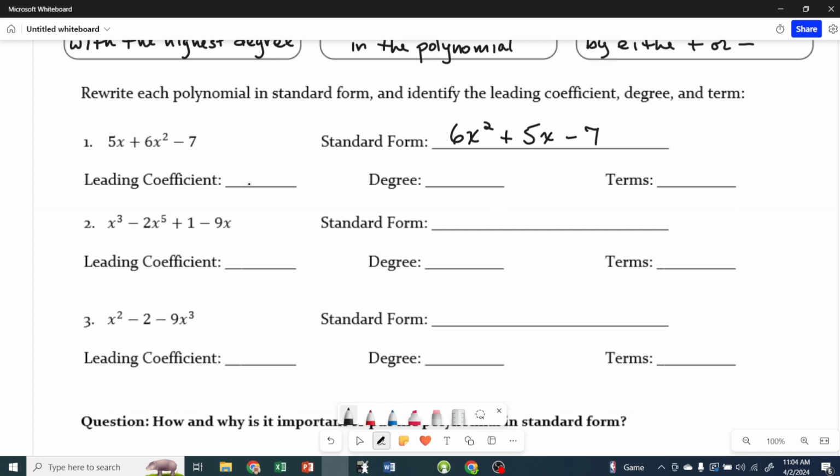So leading coefficient, 6. Degree, 2. That's the highest exponential value. And the number of terms: there are 3 terms.